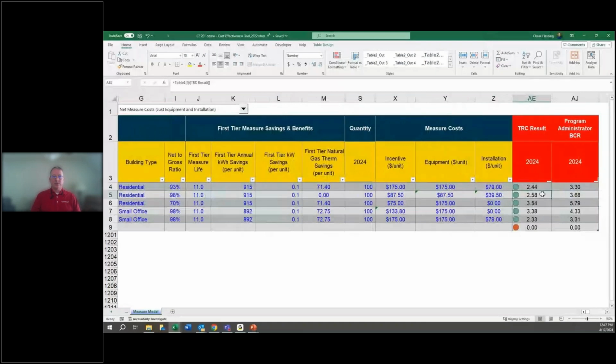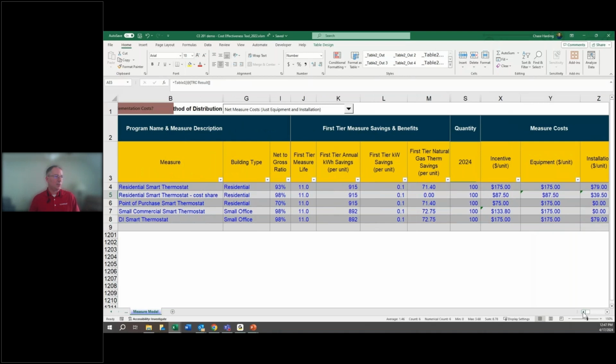The benefit cost ratios, right? The cost effectiveness tests are a little bit different in those scenarios. So these are TRC. This is PACT, or again, utility cost test. In this case, it looks like it's a little bit more cost effective to cost share this with my partner utility, my gas utility.